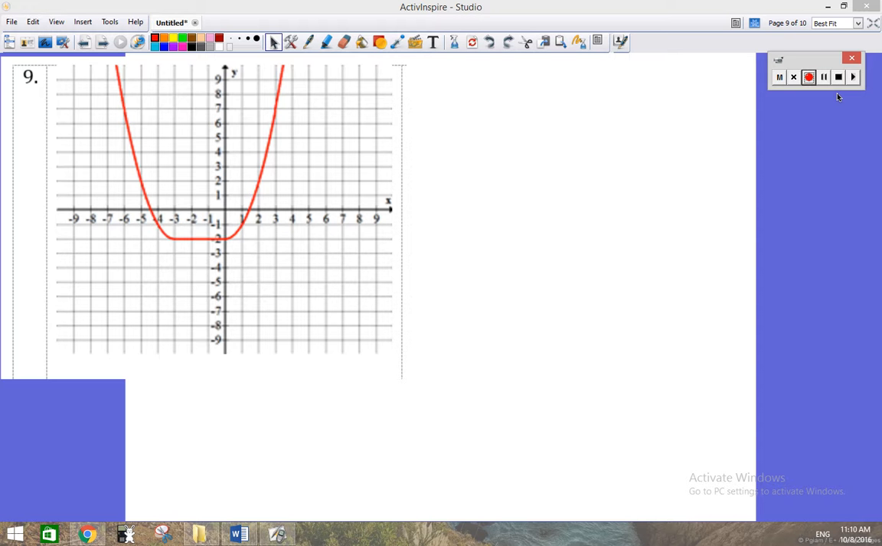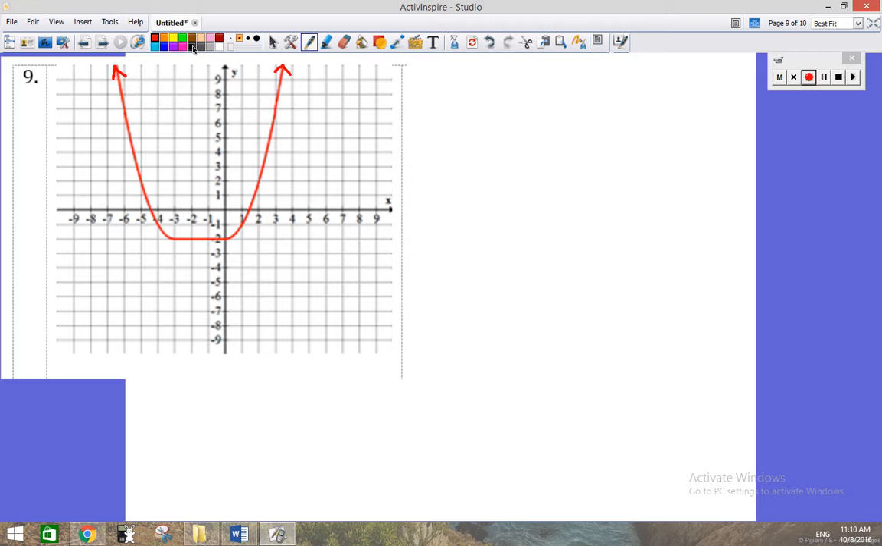Identify the intervals over which the function is increasing, decreasing, or constant, and also identify whether the function is even, odd, or neither. We see that they've shown us a portion of the graph, and we can assume that this is continuing on in this pattern forever and forever.